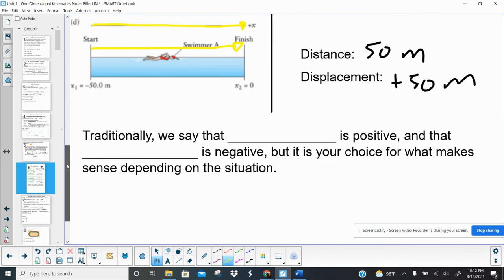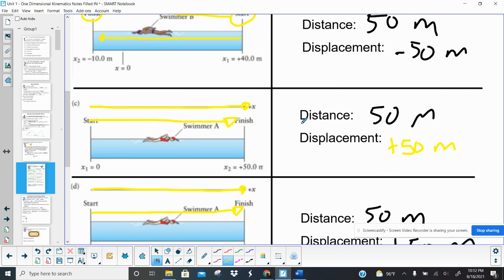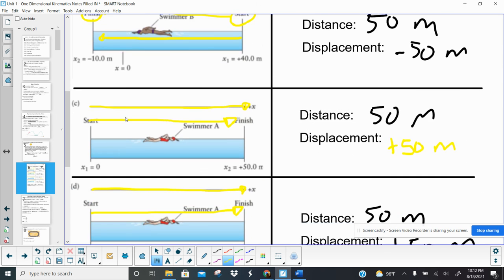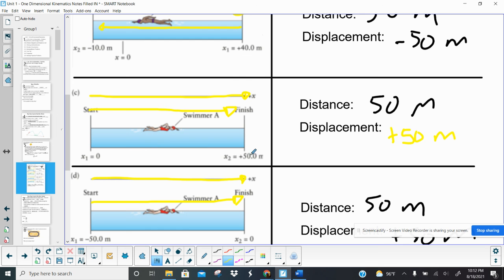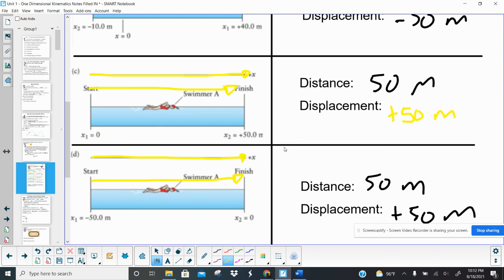But typically, to make things easier, we label our pictures in a way that makes sense. Usually, for most people, if we were to look at these A, B, C, D examples, which one do you think would be the labeling that makes the most sense to you? Most people are going to label it like C, where our starting position is at 0 and our final position is at positive 50 in the positive direction.